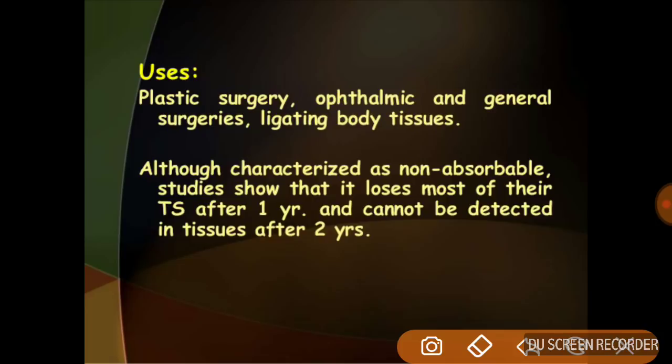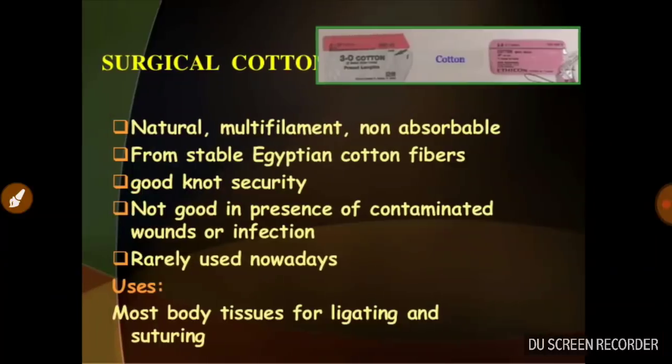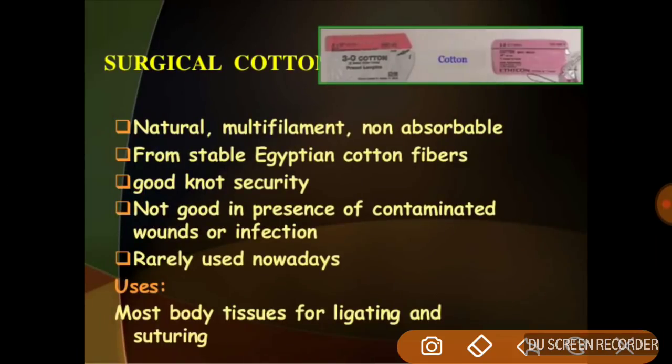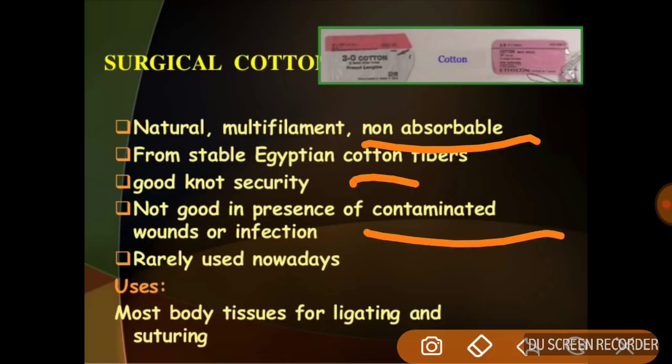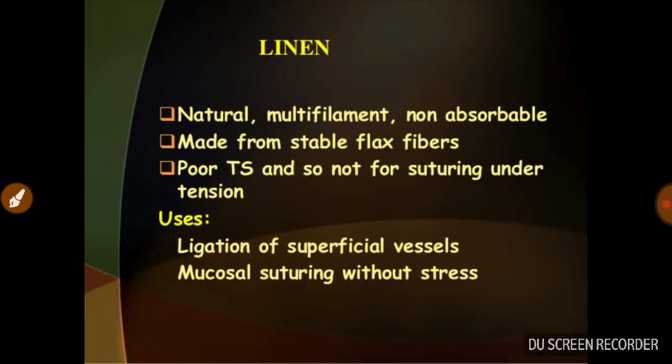Where can we use this? This can be used in plastic surgery, ophthalmic, general surgeries, ligating body tissue. Although characterized as non-absorbable, studies show that it loses most of its tensile strength after 1 year and cannot be detected in tissue after 2 years. Similarly, surgical cotton is a natural multifilament, non-absorbable. It comes from Egyptian cotton fiber, not good in contaminated wound, rarely used nowadays.